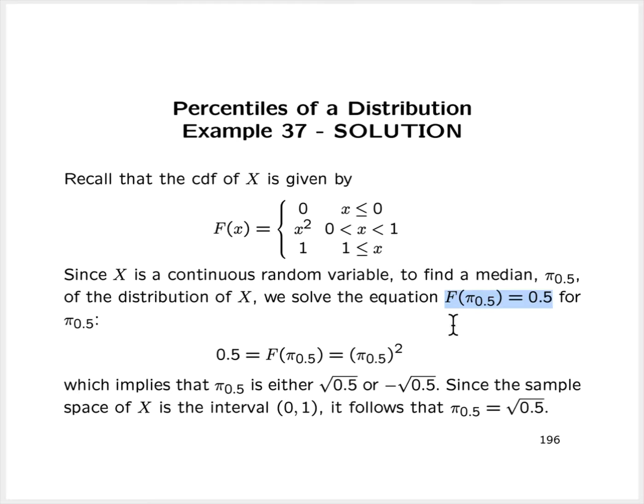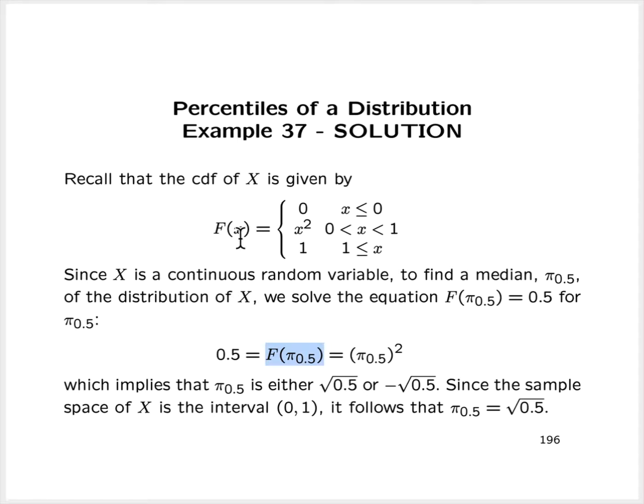F evaluated at the unknown value of the median being equal to 0.5. All right, and so putting the 0.5 here on the left-hand side of the equation, that has got to be equal to f evaluated at pi sub 0.5 in order for pi sub 0.5 to be a median. Now, we know that in order to be a median, pi sub 0.5 has got to be between 0 and 1. It's got to be in this interval here.